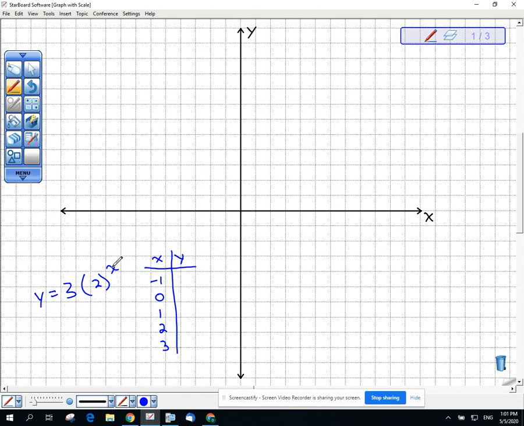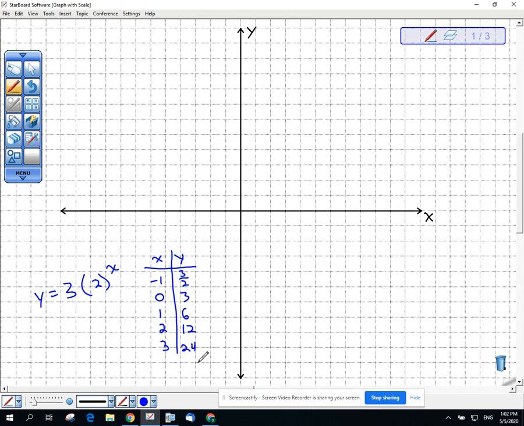2 to the -1 is 1/2, right? 2 to the -1 is like saying 1 over 2 to the 1, that's 1/2. Oh, sorry, and then we're going to multiply by 3, so that'd actually be 3/2. 2 to the 0 is 1, times 3 would be 3. 2 to the first is 2, times 3 would be 6. 2 squared, 4, times 3 is 12. 2 to the third is 8, times 3 is 24. Again, notice the geometric sequence that's occurring in the y column there.